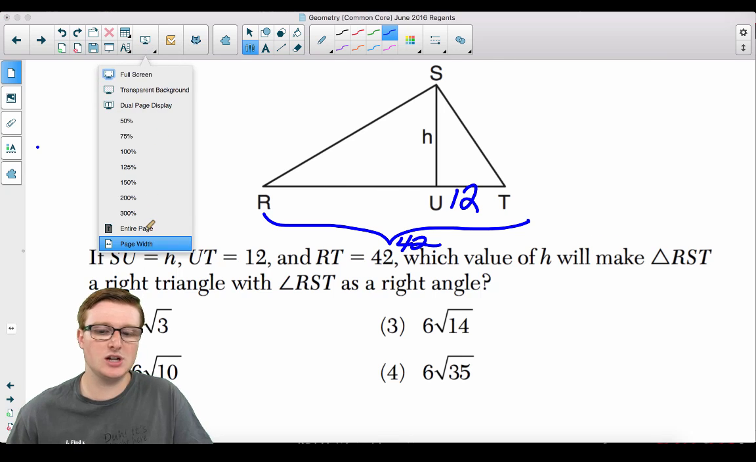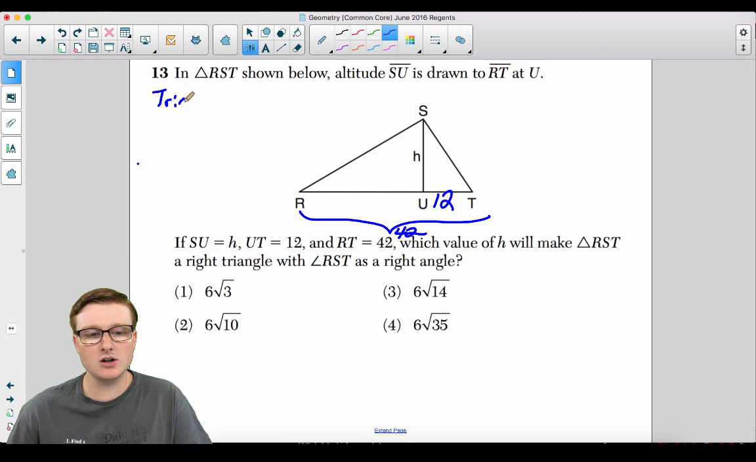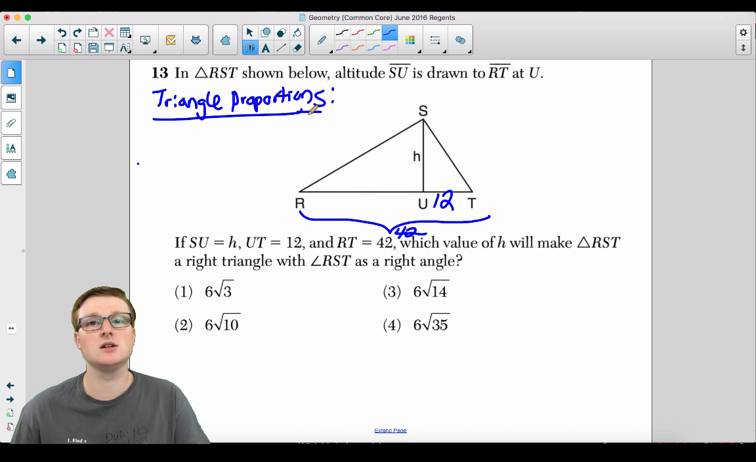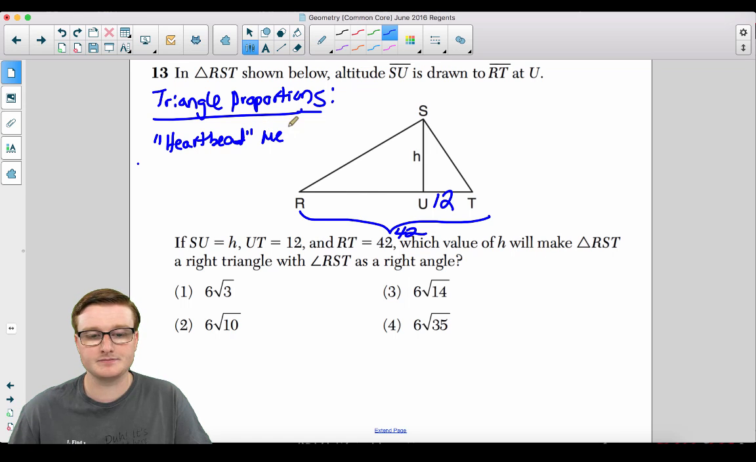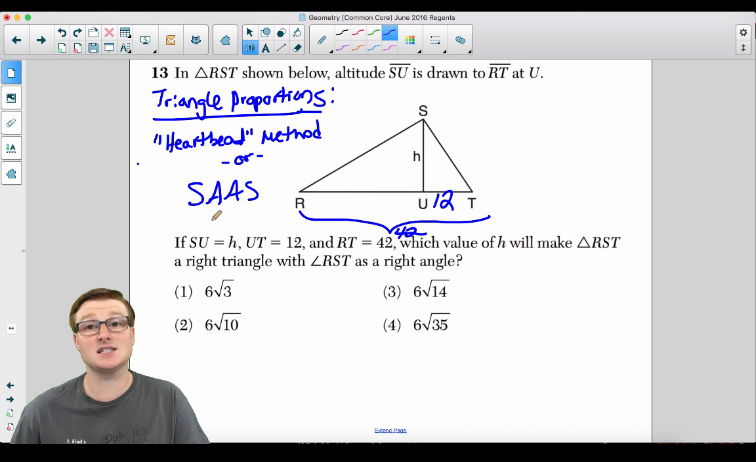So this is testing your knowledge on whether or not you understand triangle proportions, because there's an altitude involved. So if you know how to use your triangle proportions, then you are okay with this question. I call it the heartbeat method. When you're given the altitude of a right triangle, you could solve for the altitude or the corresponding legs by using the heartbeat method. Or your teacher might have taught it to you as the SAS method: segment over altitude equals altitude over segment. I just call it the heartbeat method because it does look like a heartbeat when we figure it out.